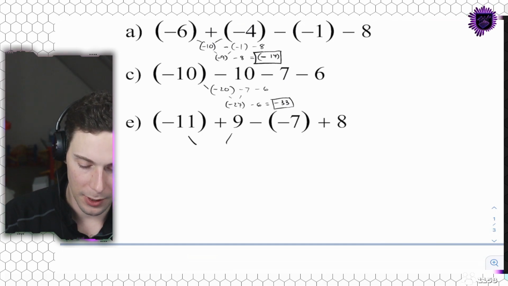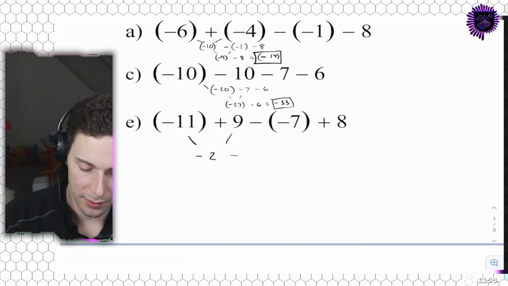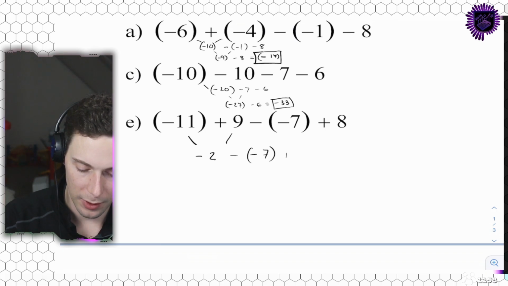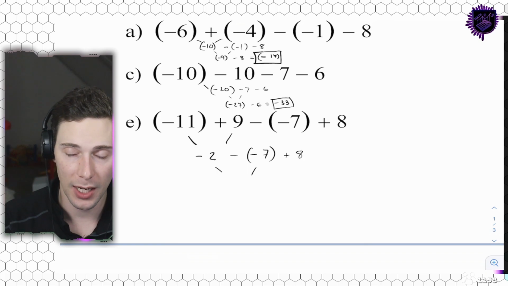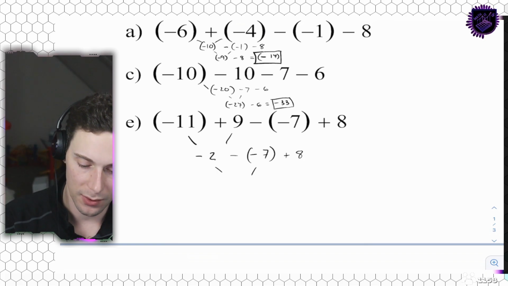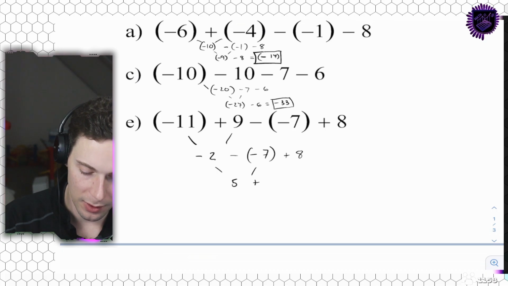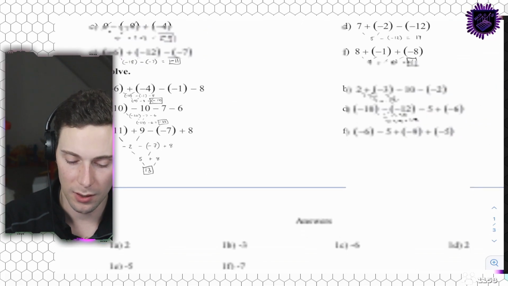11 and 9, negative 11 plus 9. This is going to be negative 2 minus negative 7. Oops. Negative 7 plus 8. Let's do our next two steps here. Negative 2 minus negative 7. Right? Minus a negative is like plusing, adding a positive. So this is going to be 5 plus 8. And then we put those two together. It will be 13. Box my answer. 13.